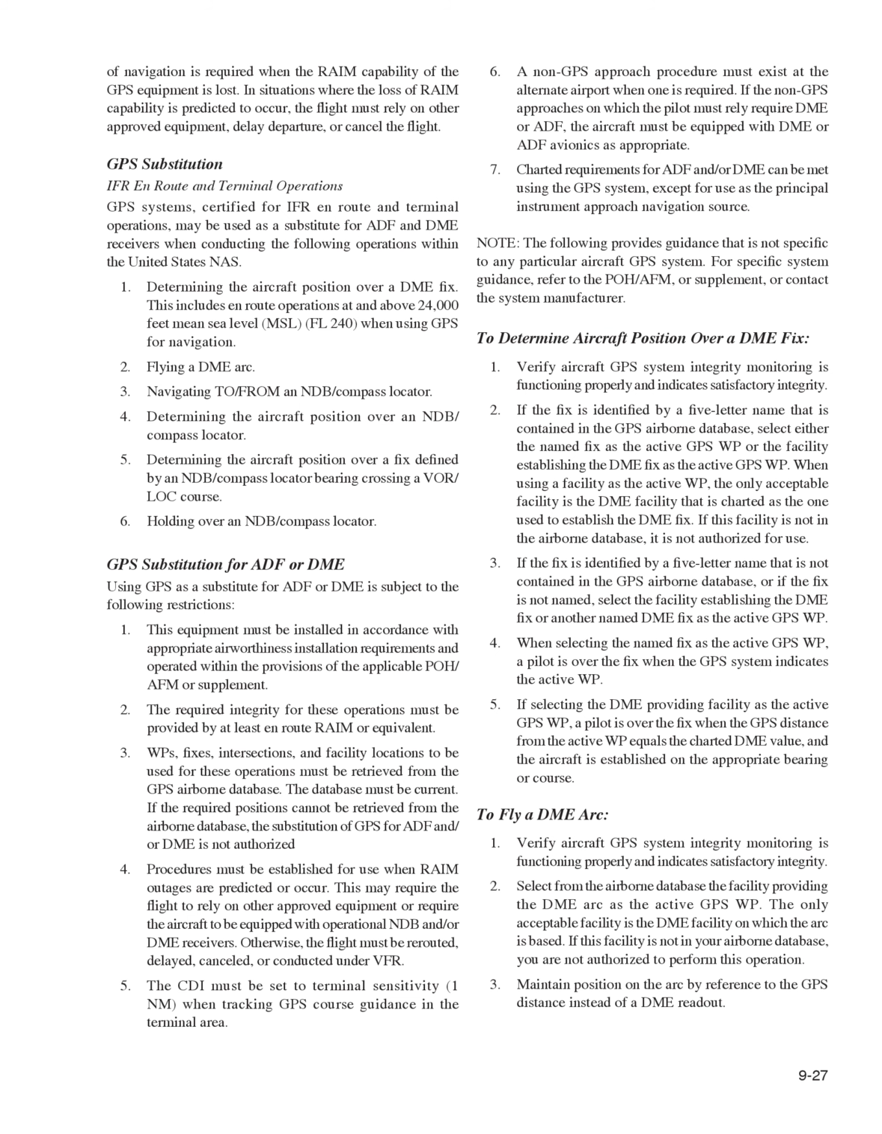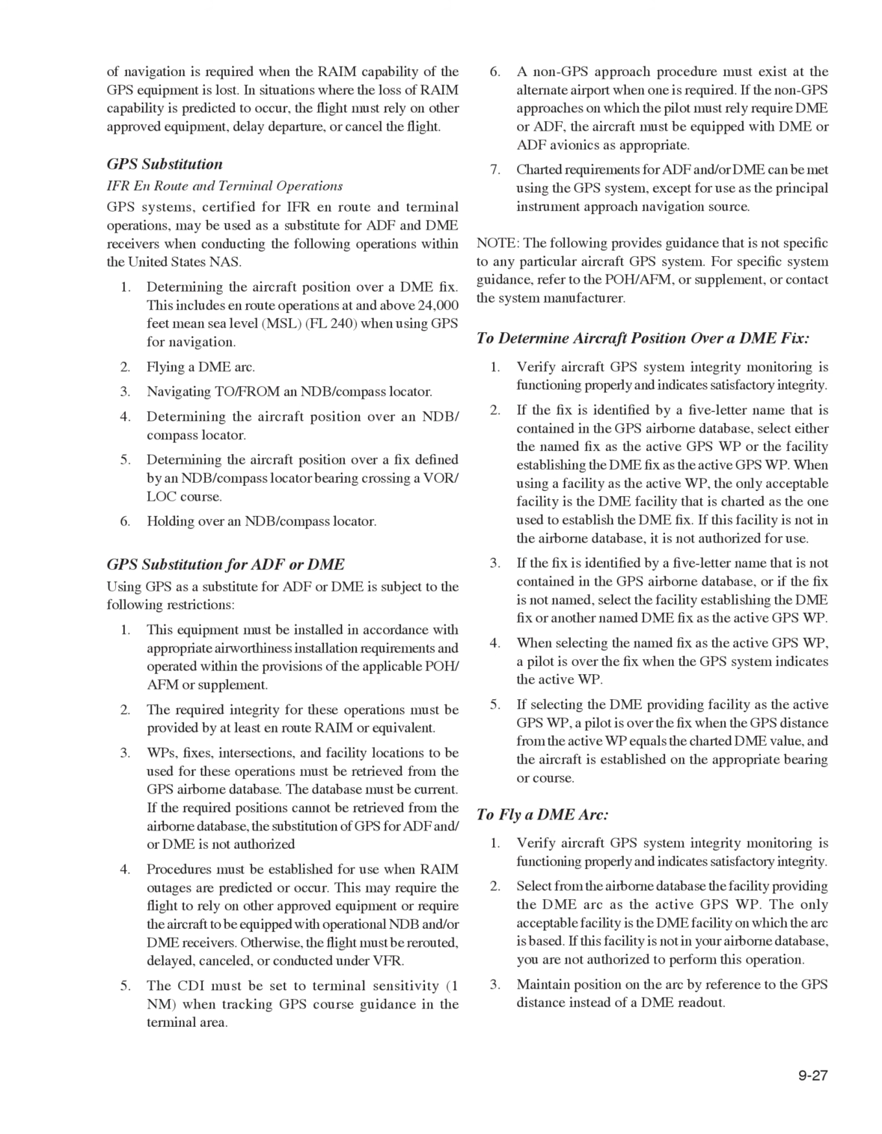3. If the fix is identified by a 5-letter name that is not contained in the GPS airborne database, or if the fix is not named, select the facility establishing the DME fix or another named DME fix as the active GPS WP. 4. When selecting the named fix as the active GPS WP, a pilot is over the fix when the GPS system indicates arrival at the active WP. 5. If selecting the DME providing facility as the active GPS WP, a pilot is over the fix when the GPS distance from the active WP equals the charted DME value, and the aircraft is established on the appropriate bearing or course.